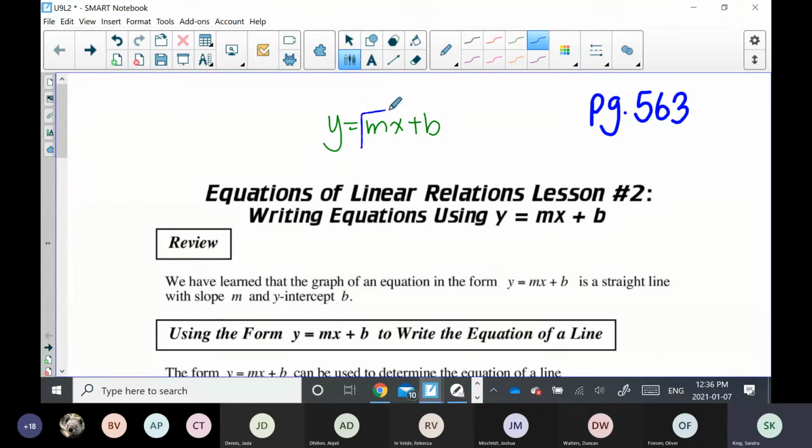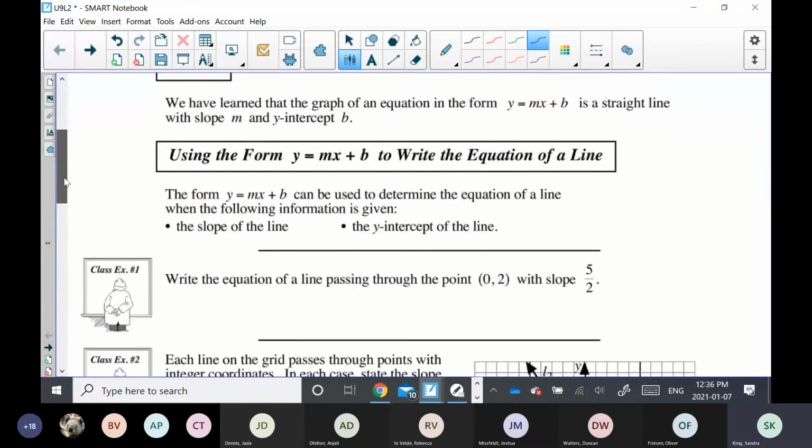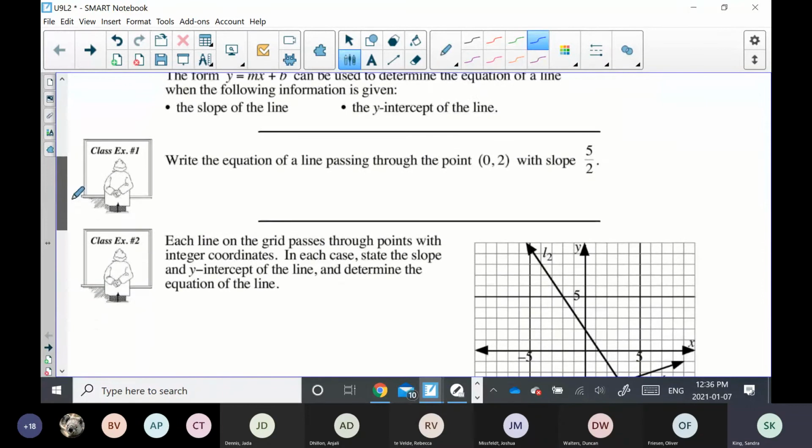So the number that is found in front of your x is going to be the slope of the line. And then the constant is the y-intercept of your graph. Okay, so that's what we did in lesson 1. So let's look at the class examples in lesson 2.